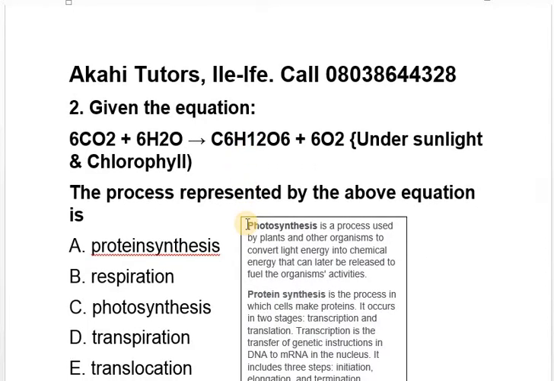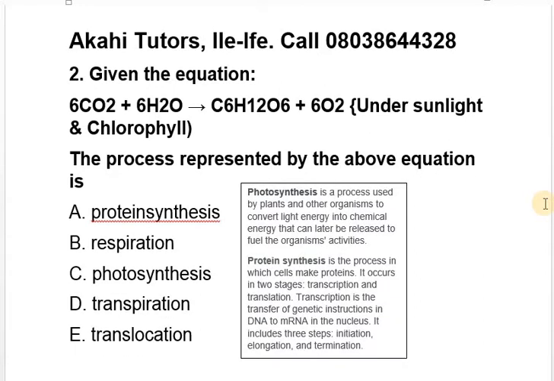Question number two: given the equation CO2 plus water, giving us glucose and oxygen under sunlight and chlorophyll, the process represented by the above equation is dash. A, protein synthesis; B, respiration; C, photosynthesis; D, transpiration; and E, translocation. Protein synthesis is the process by which cells manufacture their protein.